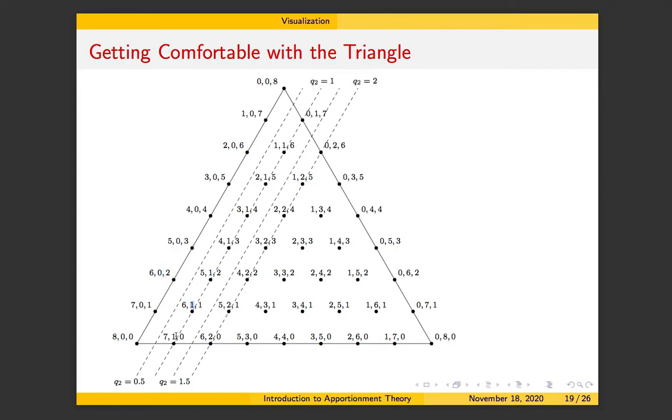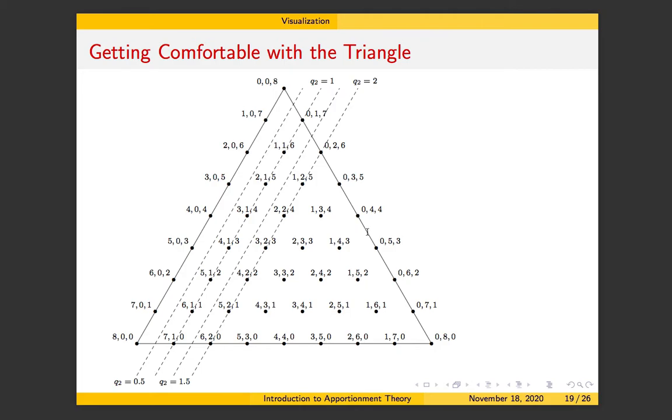See, candidate 2 gets 1, 1, 1, all that way. This line here, Q2 equals 1, you can see the 1's in the middle, right? And then here's Q2 equals 1.5, Q2 equals 2, and so on. This line here would be Q2 equals 4.5, and so on.